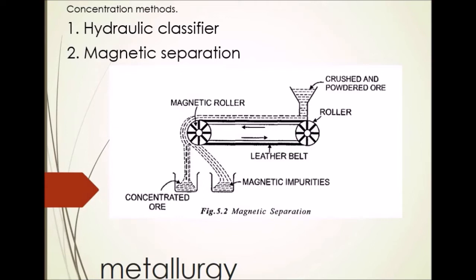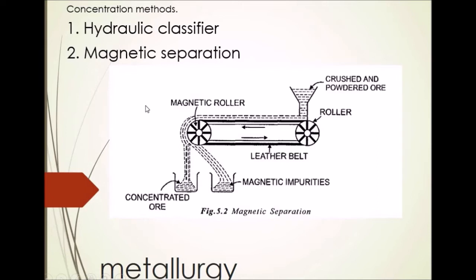For example, if you want to separate tin stone, which is non-magnetic in nature, and tungstate, which is magnetic in nature, you can just pass these ore particles over the conveyor belt with two rollers, one being a magnetic roller, the other being non-magnetic. Once the powdered ore passes over the magnetic roller, the magnetic particles, that is tungstate, are attracted and form a heap over here, whereas tin stone, being non-magnetic in nature, forms a separate heap.